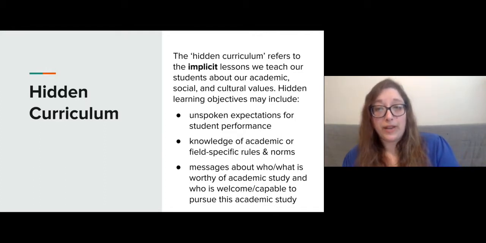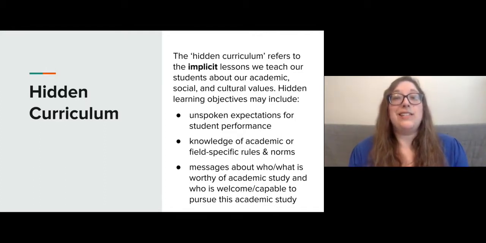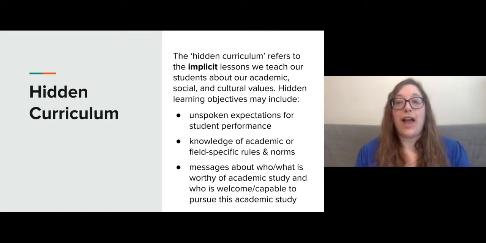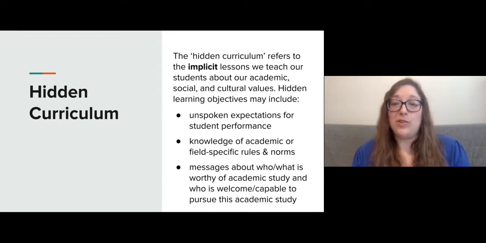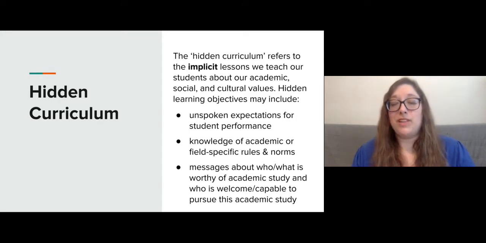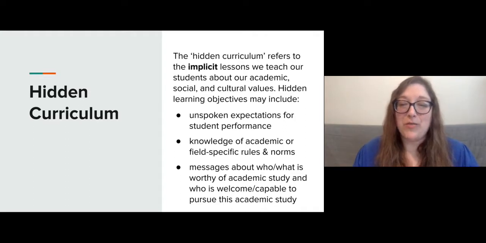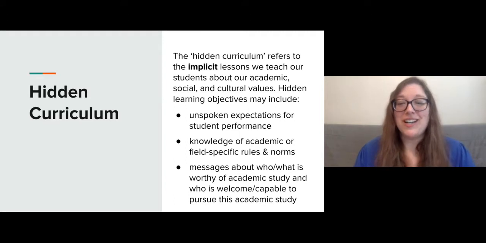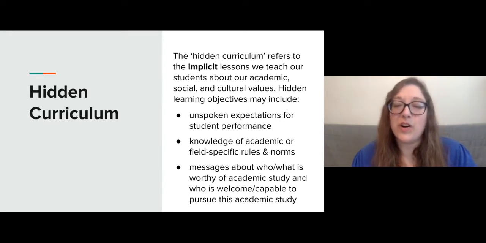So what I mean by the hidden curriculum is a systemic issue that refers to the implicit lessons we teach our students about our academic, social, and cultural values. Hidden learning objectives may include unspoken expectations for student performance, coming to office hours, for example, the knowledge of academic or field-specific rules or norms, knowing what office hours are and what they're for, or messages about who or what is worthy of academic study and who is welcome or capable to pursue this academic study.